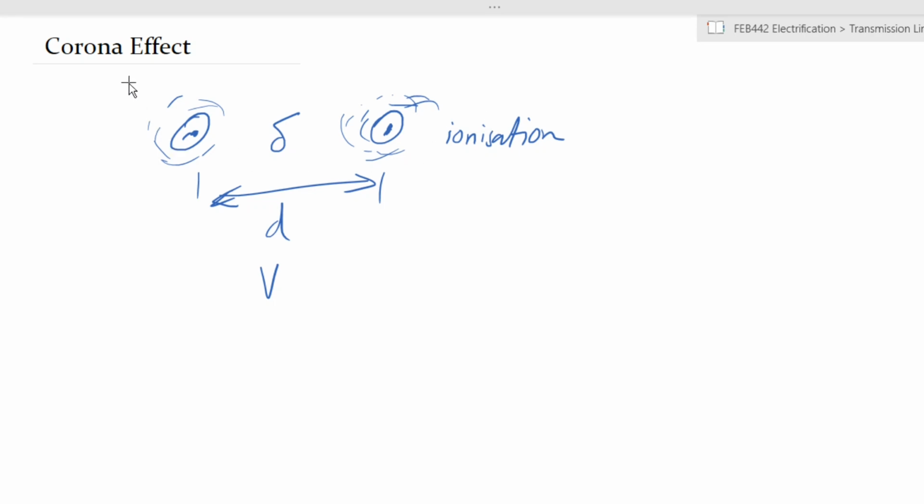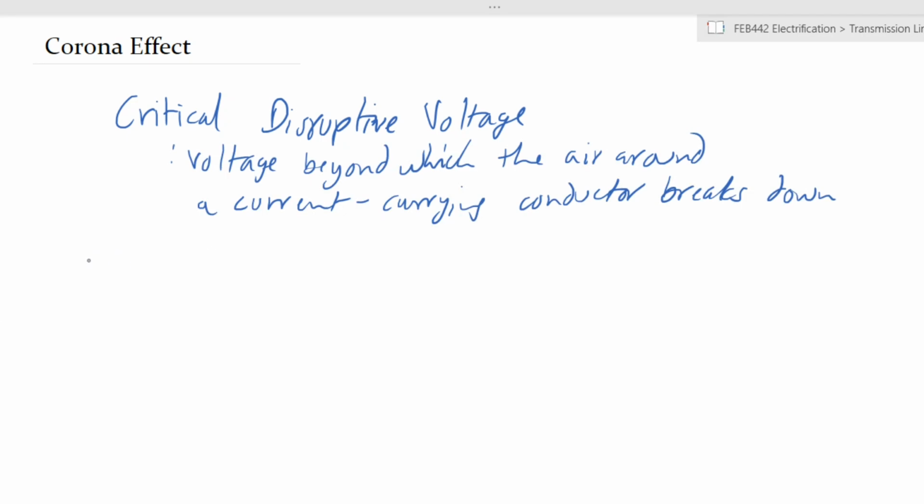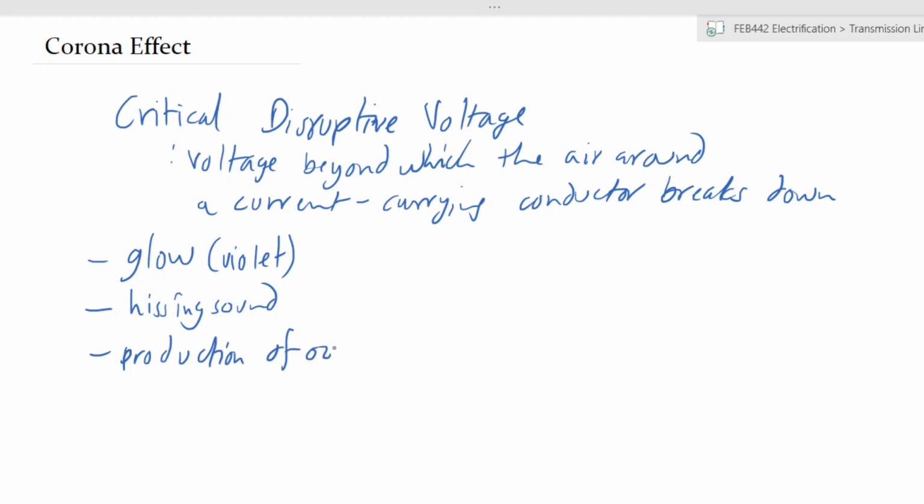So when we are analyzing this effect, we talk of a critical disruptive voltage. This is the voltage beyond which the air breaks down, the voltage breakdown. We've said the characteristics of this are a glow, usually violet. It has a hissing sound or a buzzing sound, and it also produces ozone. And ozone, of course, is a compound of oxygen, which has a distinctive smell. So you would even be able to smell that particular gas in an area where you are having the corona effect.